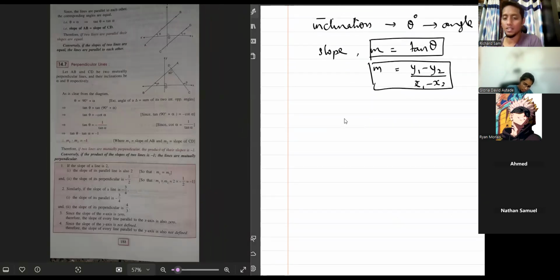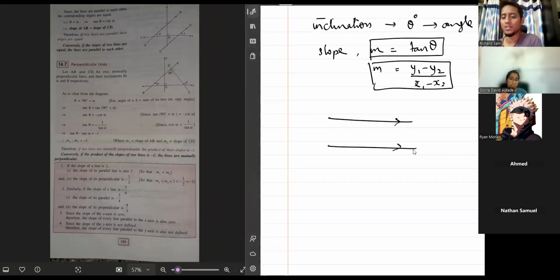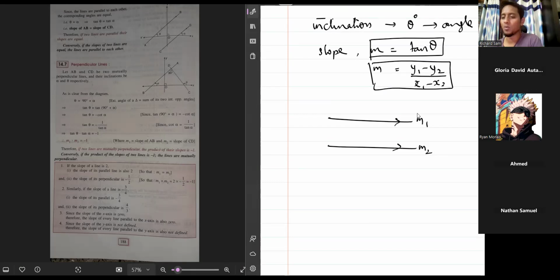Okay. Next, relationship between slopes of two parallel lines. If two lines are parallel to each other and M1 is the first slope and M2 is the second slope, what is the relationship between their slopes? Equal. They'll be equal. Slopes are equal.